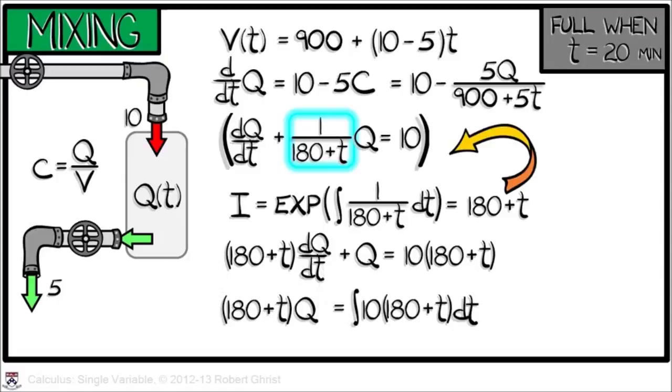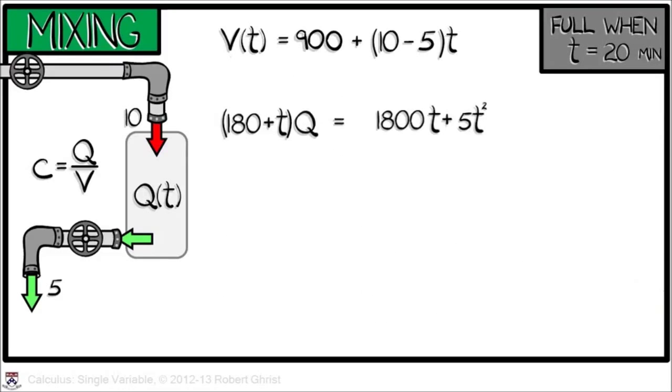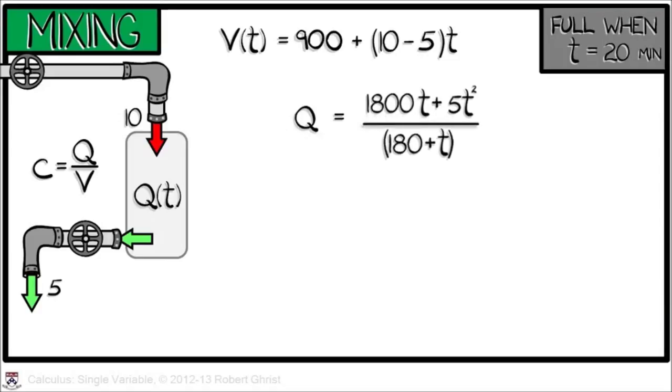Integrating both sides gives us on the left (180 plus t) times Q, on the right 1800t plus 5t squared plus a constant. You can show, based on the initial condition that there's no additive at the beginning, that integration constant is 0. Now we almost have the solution to our problem. What do we need to do? We solve for Q as (1800t plus 5t squared) over (180 plus t).